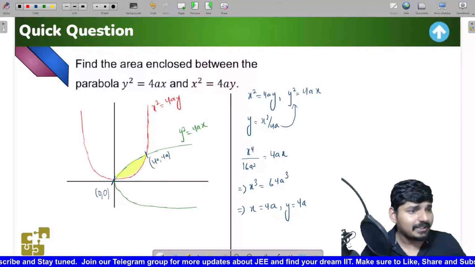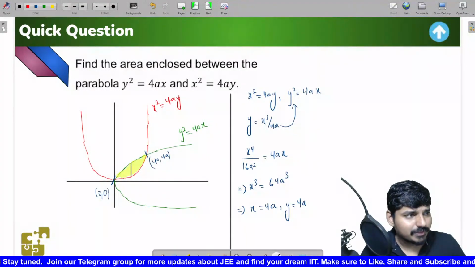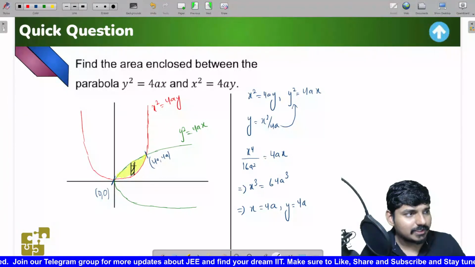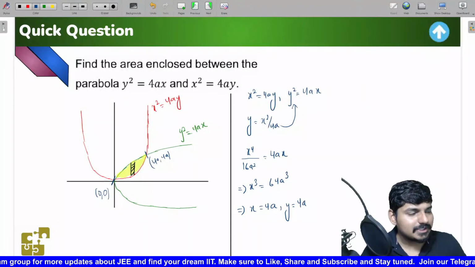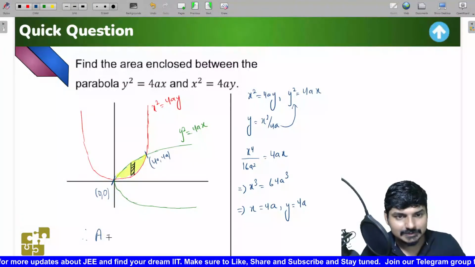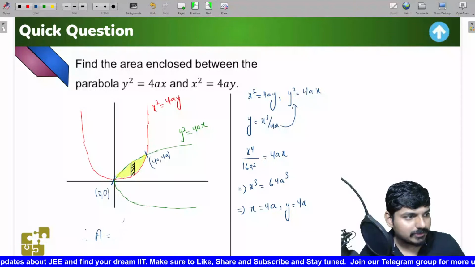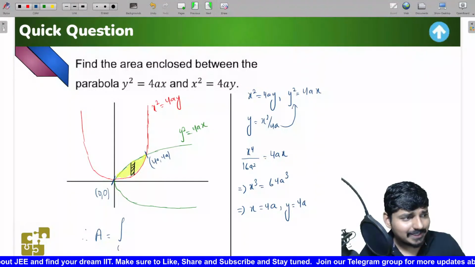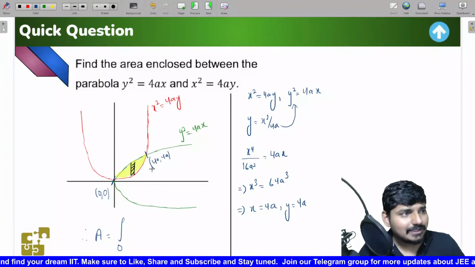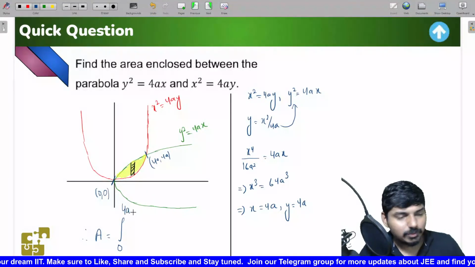So to find this area, let me take a vertical strip, everyone, to figure out what area I am going to get here. Using a vertical strip, I'm going to get this type of equation: integration, the lower limit 0, the upper limit going to be 4a.